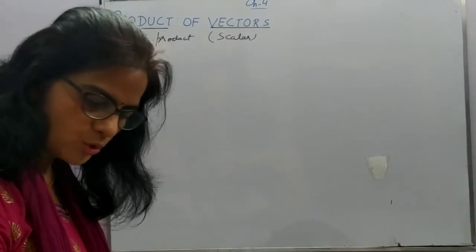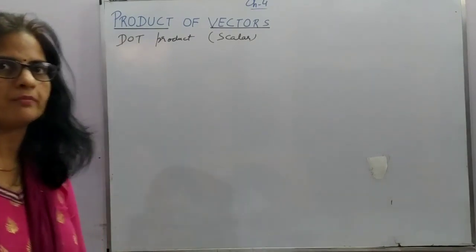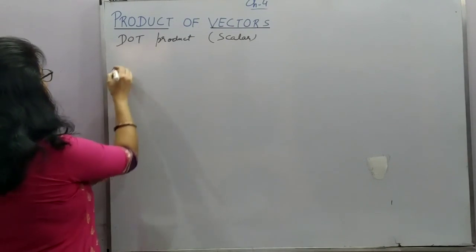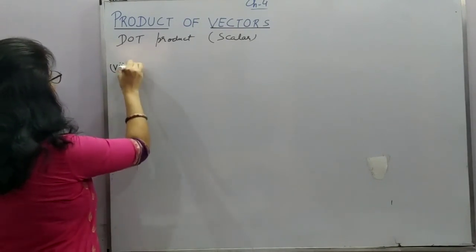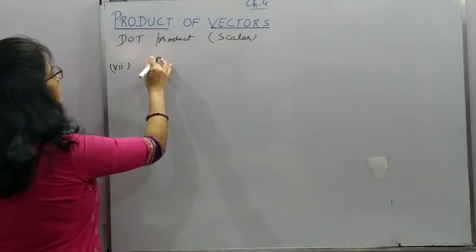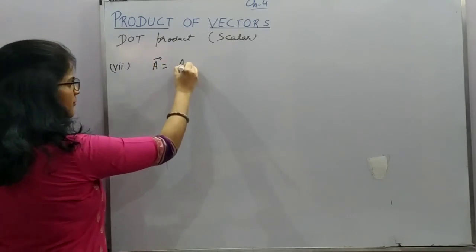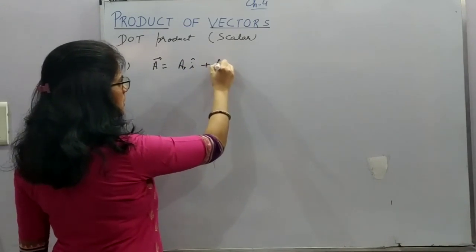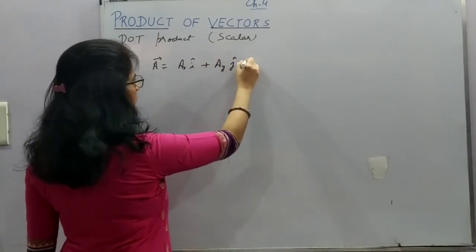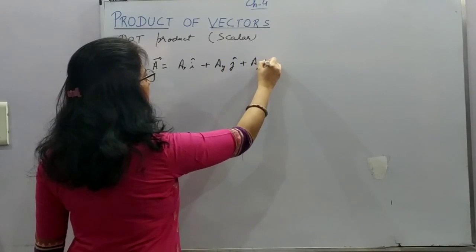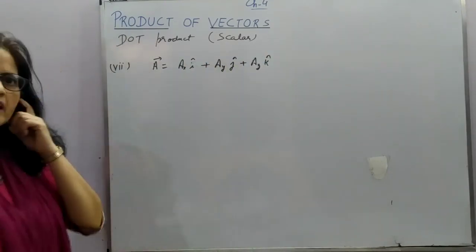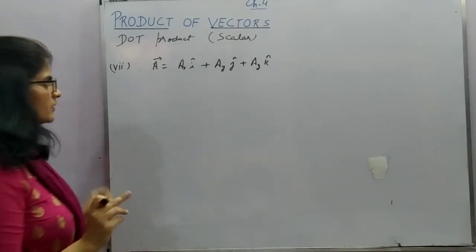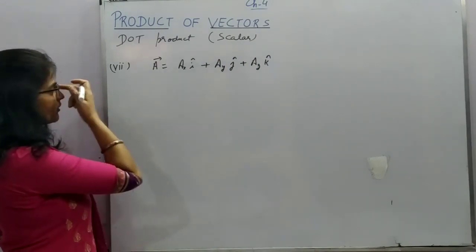Now, if you are given two vectors in this form, I can take an example to explain it more, but for now I will tell you this. So, this is the second property. If you are given this A vector, suppose it is given like this, Ax i cap plus Ay j cap plus Az k cap, where Ax, Ay and Az are the magnitudes along the i, j and k axes. That means X, Y and Z axes respectively, right?